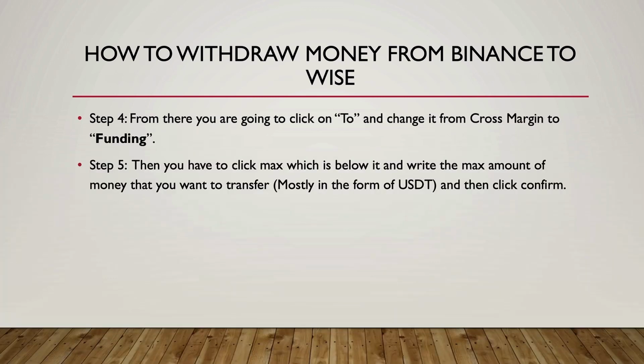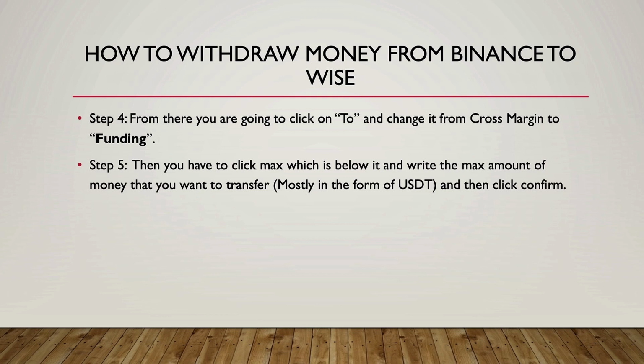Step 4, from there, you are going to click on to and change it. After clicking to, a drop-down box window will open, and from there you have to change it from cross margin to funding. Initially, the drop-down box when you click to will be selected on cross margin, and from there you have to change it to funding.